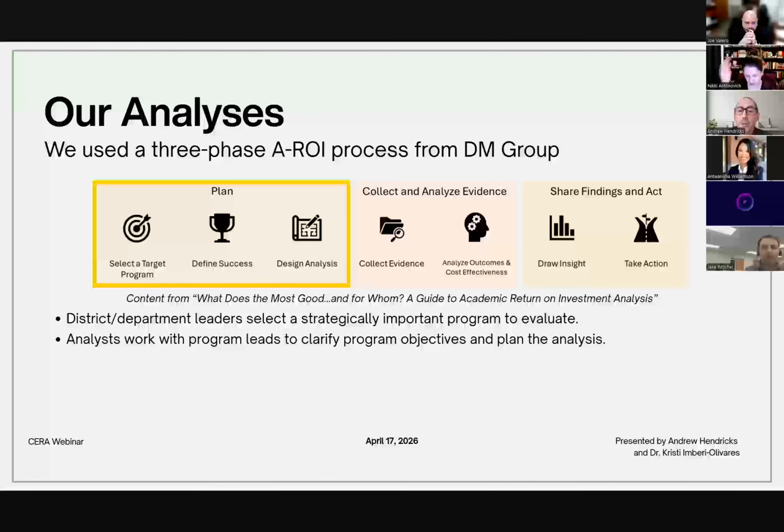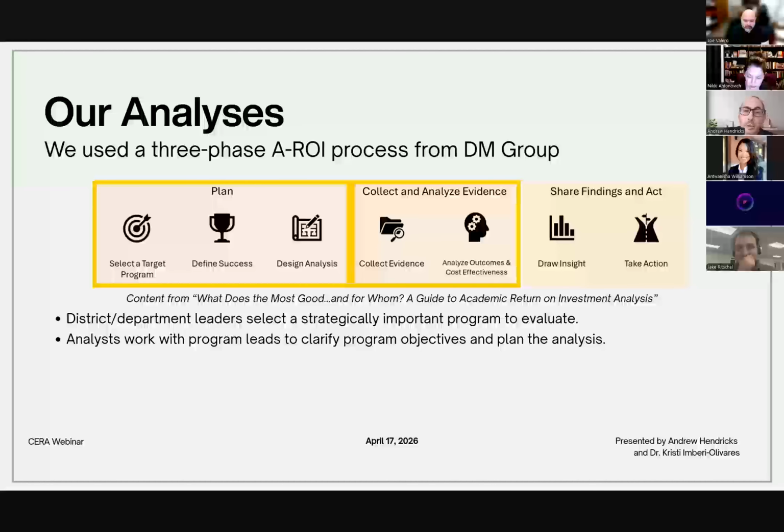What happens from there, once the target program is selected, is that analysts are going to work with program leads to clarify program objectives and plan the analysis. In some cases, maybe the program objectives have already been defined, maybe they have not, but that's a process that needs to happen. And then, based on those objectives, we're going to plan an analysis to gather evidence of the extent to which those objectives are or are not being met.